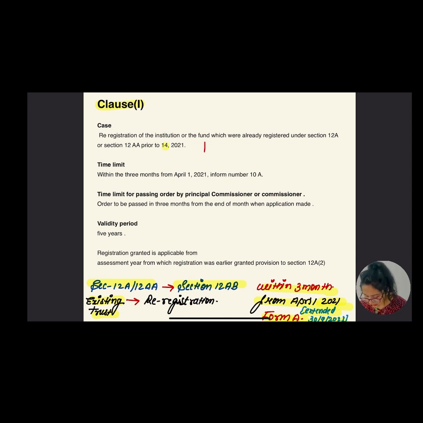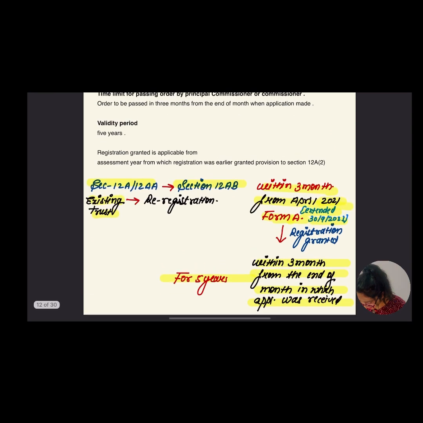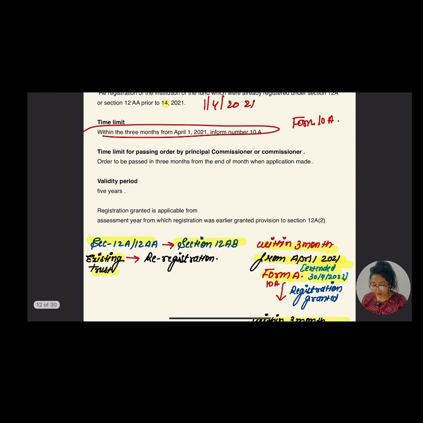1st April 2021. In that case, what is the time limit? Within 3 months from April 1st 2021 in form number 10A. So what was the form number? Form number 10A. Okay, so here this is form 10A. And what is going to be the time limit of passing the order by the principal commissioner?